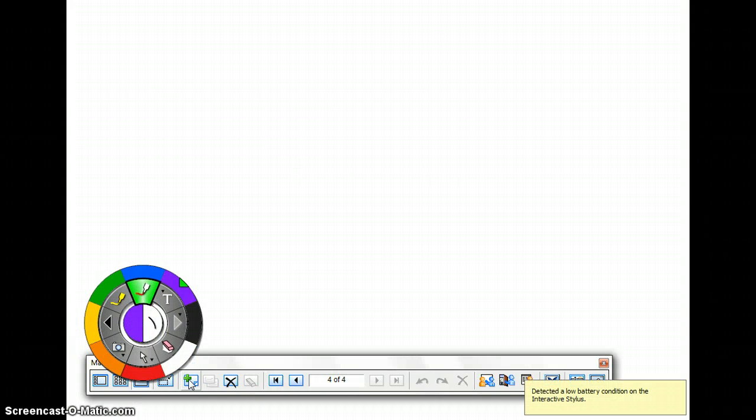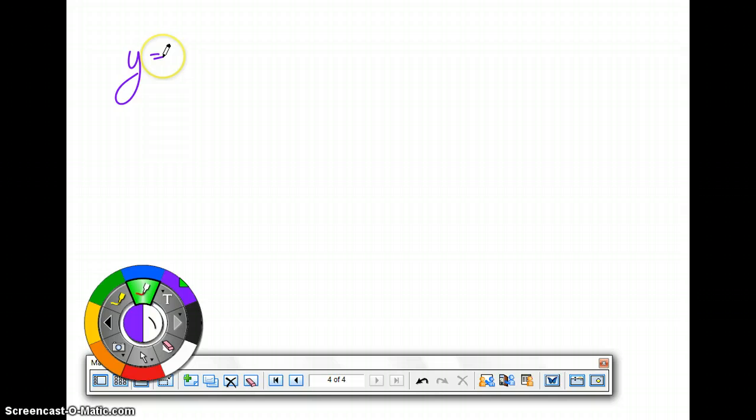So problem number 2 says y equals, oh, no, you know what? I will do problem number 4 because problem number 2 is a cosine equation.